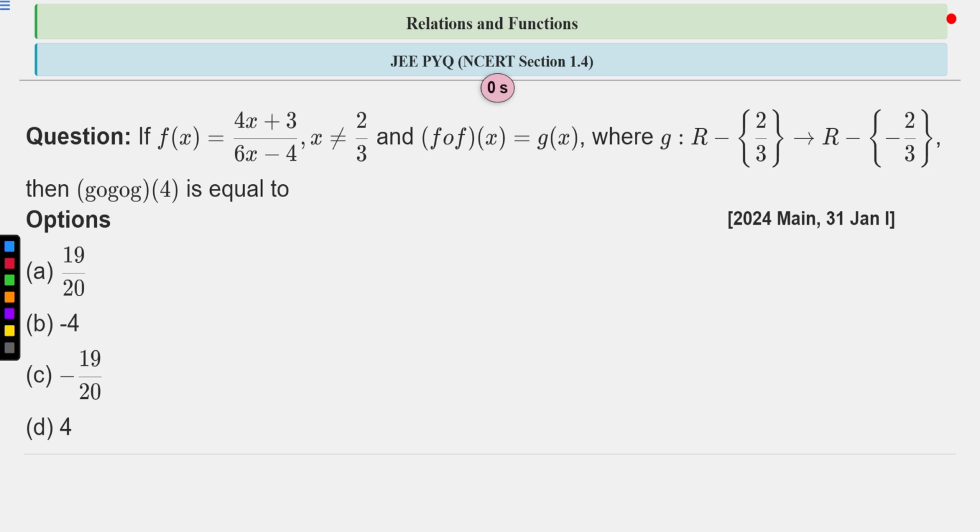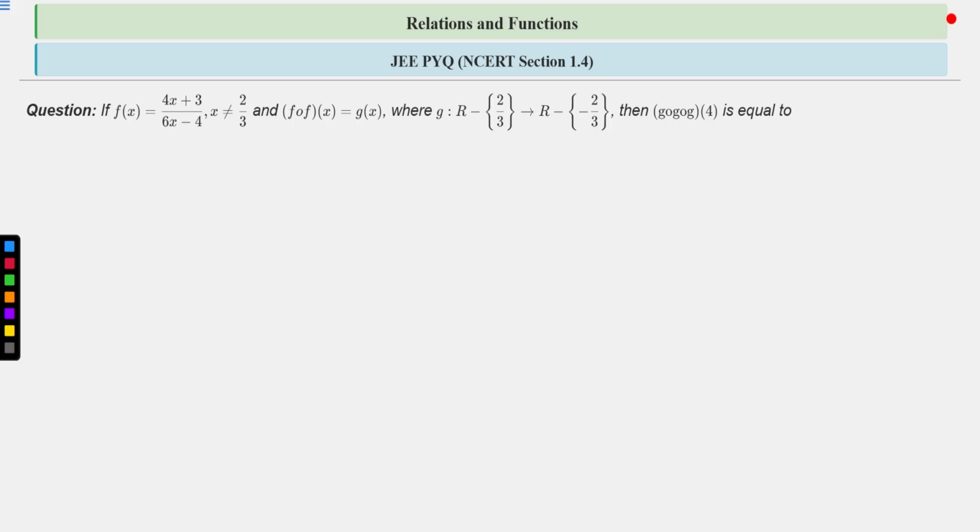Okay, let us move to the solution part. f(x) is defined as (4x plus 3) upon (6x minus 4) when x is not equal to 2 by 3, and f of f(x) is equal to g(x), where g is defined from R minus 2 by 3 to R minus 2 by 3. Then we have to find g o g o g(4). Option D, 4 will be the correct option, right? So g o g o g(4) is equal to 4.